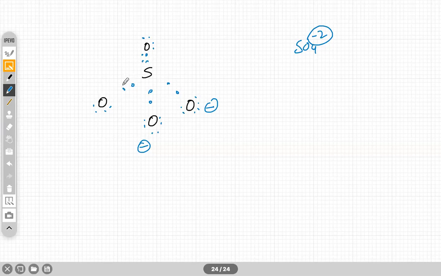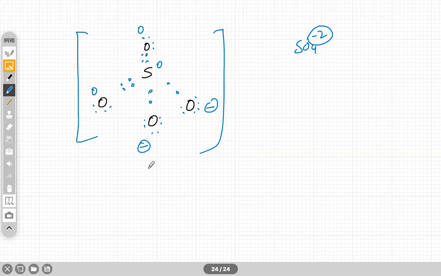The advantage of this is what? Both oxygen atoms will have 0 formal charge. Sulfur will also have 0. And oxygen has 2 negative charge here. So this is the Lewis structure of SO4 2 minus according to the rules that we have.